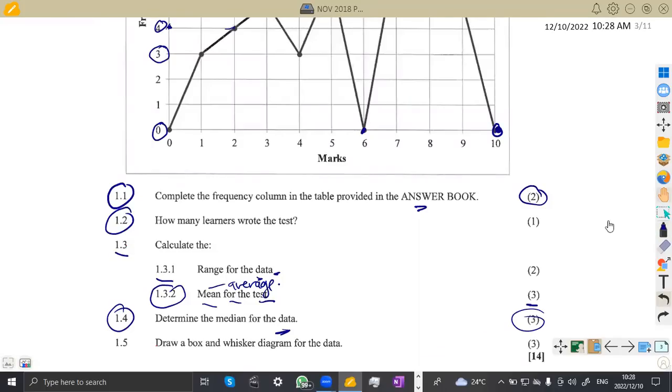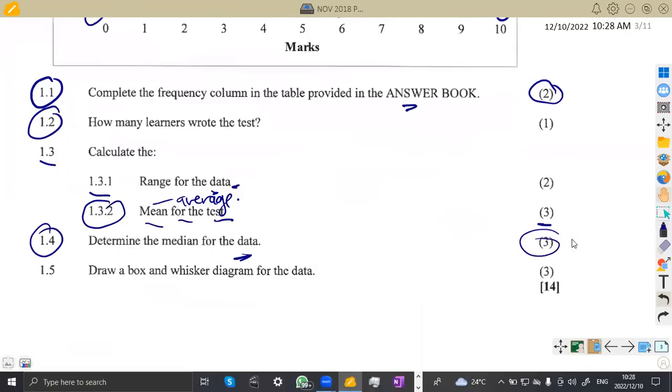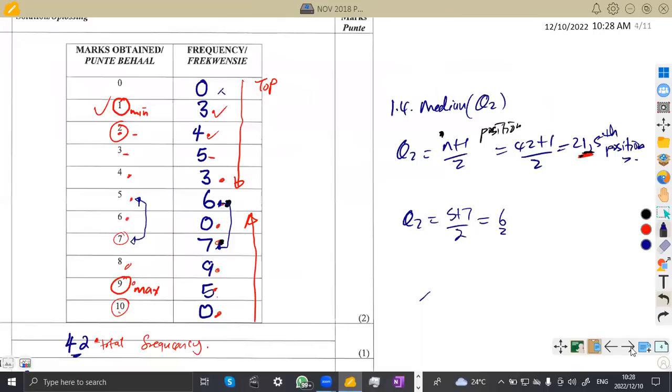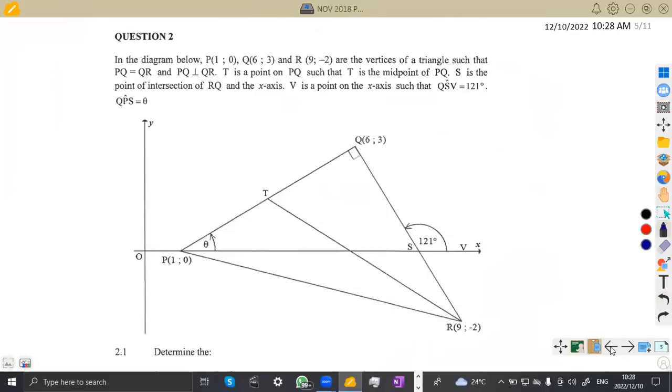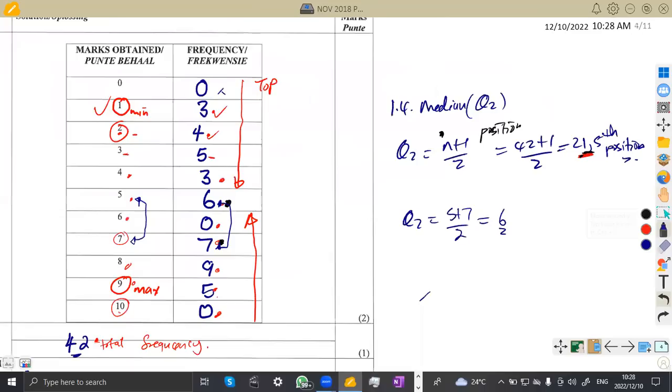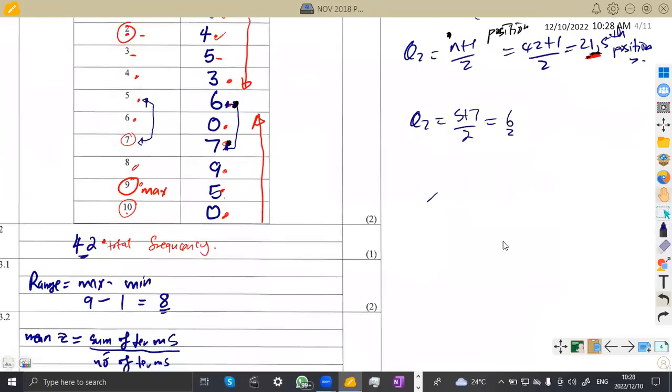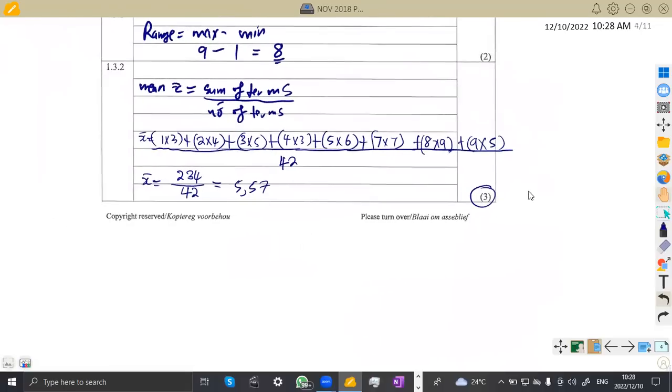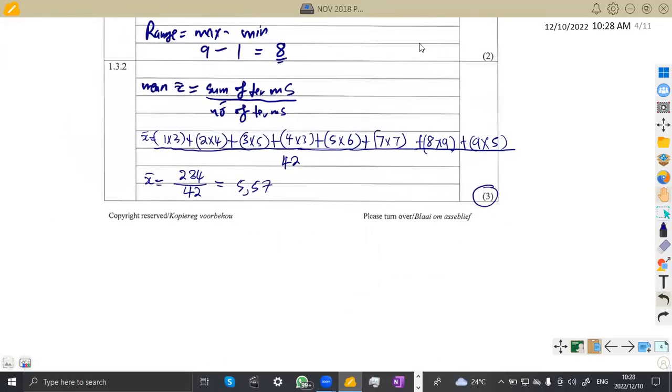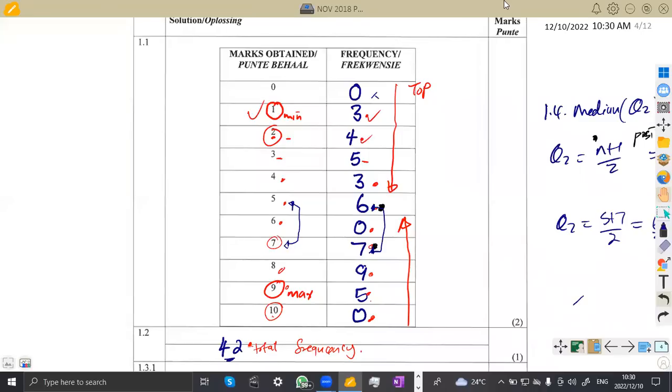On the last part of the question, which is 1.5, we are now asked to draw a box and whisker diagram for the data that we have. So we need to draw a box and whisker plot. Let's check if I have that in the answer space. We actually do not have that here, so let's check if we can have that page. All right, let's continue from this part.